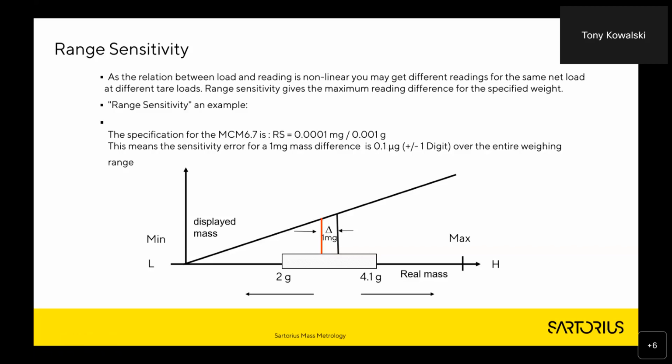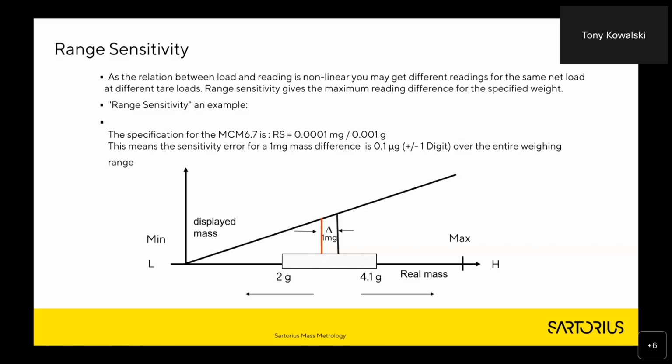So we never worry or need to think about linearity in the same way in a comparator, because we're not making absolute measurements of mass. We're looking for very small differences where the error in that range is more or less only the same as the readability.